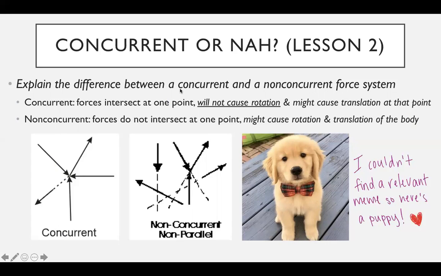Real quick, so concurrent and non-concurrent forces. Concurrent means that forces meet at a point, right? And because they meet at that point, there won't necessarily be rotation. Non-concurrent means that, so there's a couple forces that are concurrent here, because you can see that that arrow and this arrow meet here. But this and this are not concurrent because they don't meet here, right? So these might cause rotation.